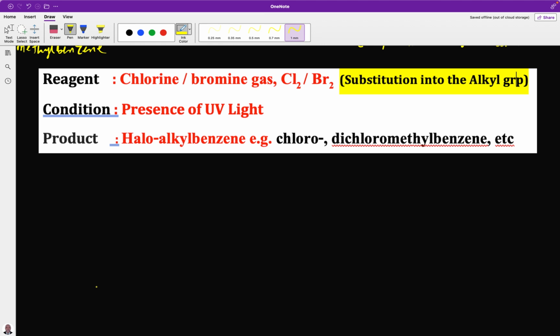So it should be noted that where a halogen carrier is being used, the substitution of the incoming group will take place on the ring. But where UV light is used as our catalyst, the substitution is going to take place in the alkyl group.